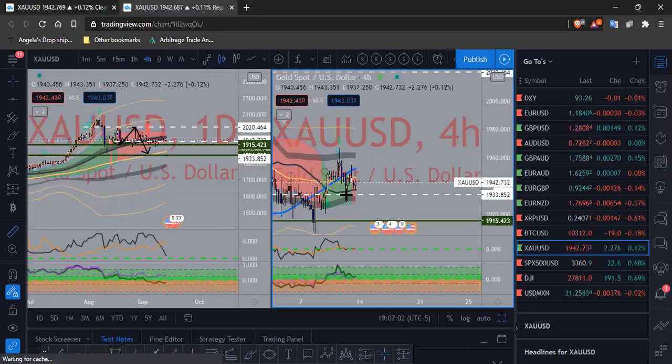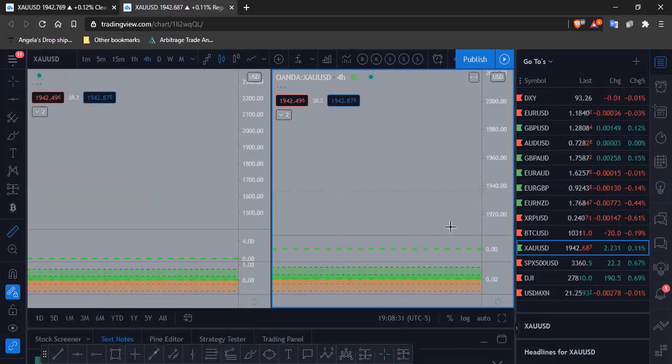4-hour time frame though, I do see that it broke through the RSI line. It retested it. Or wait, before.